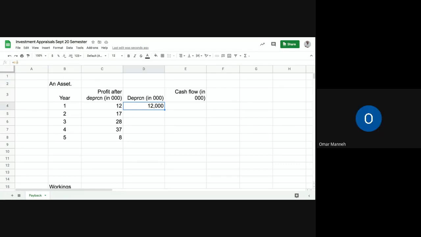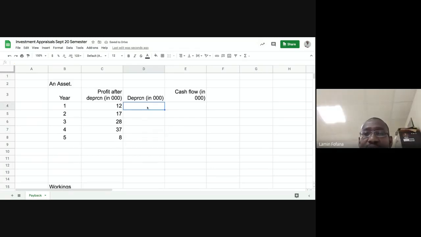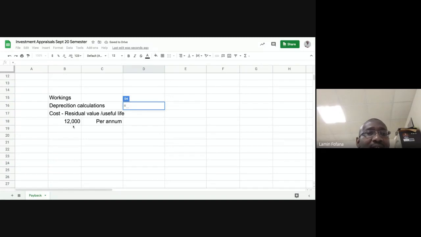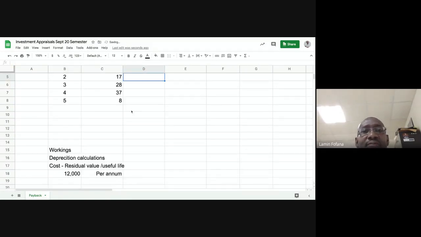We don't know that technique. Okay, let's do it simple. So we just come, we say equals, we come here, we say divide by 1,000. If you divide by 1,000, naturally that will be 12. Look at it.